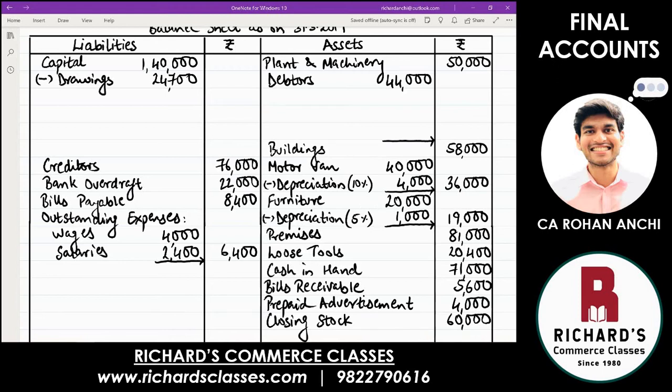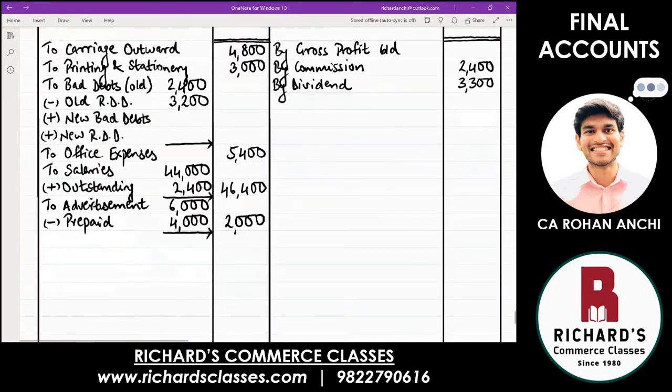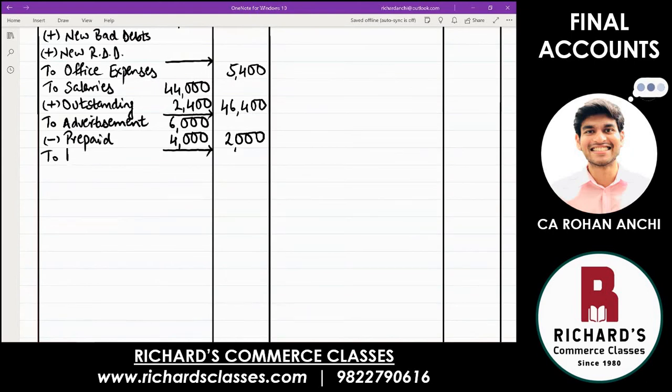This is only one effect, reducing the value of the asset. And because asset value has reduced, it is your loss. In future, you are not going to receive the full money of that asset. It is a loss. So come to profit and loss account debit side. And both the depreciations we will record one below the other. Write down depreciation, below that, motor van and furniture.